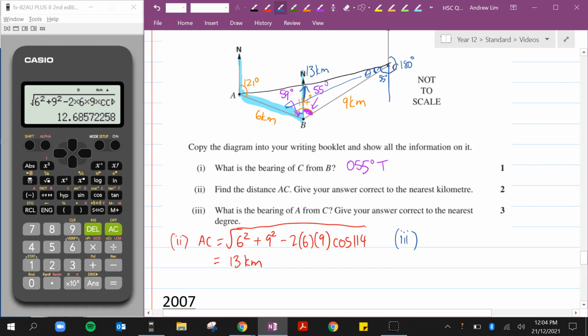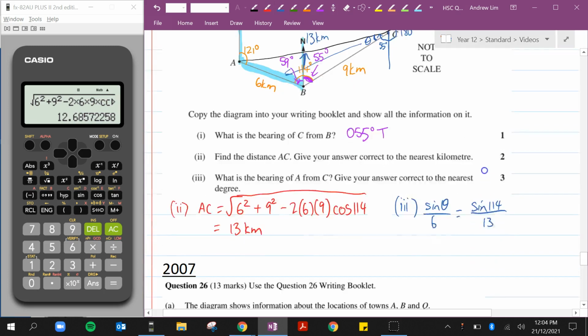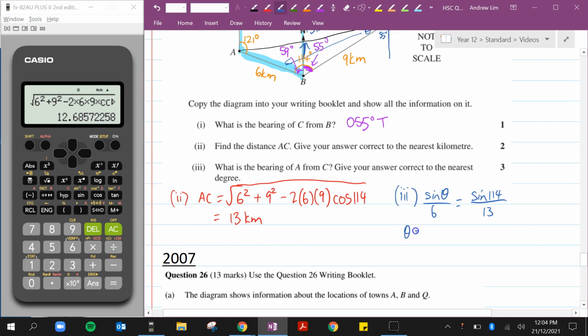So I'm going to use the sine rule. Sine of the angle over 6 is equal to sine of the angle over 13. So theta has to equal the inverse sine of 6 sine 114 over 13. I brought the 6 to the top, and then to get sine theta by itself and to work out the angle, I took the inverse.